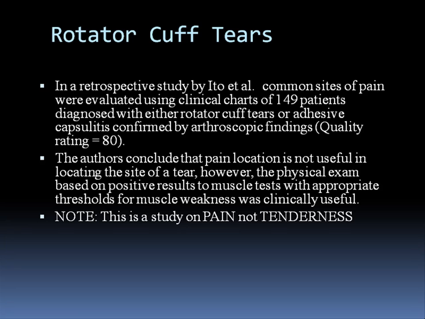We often use pain location as an indication of a potential source of damaged tissue. Well, how valuable is the location of pain in making a diagnosis of a specific structure in the shoulder? In a retrospective study by Ito et al., common sites of pain were evaluated using clinical charts of 149 patients diagnosed with either rotator cuff tears or adhesive capsulitis confirmed by arthroscopic findings. The authors conclude that pain location is not useful in locating the site of a tear. However, the physical exam based on positive results to muscle tests with appropriate thresholds for muscle weakness was clinically useful.